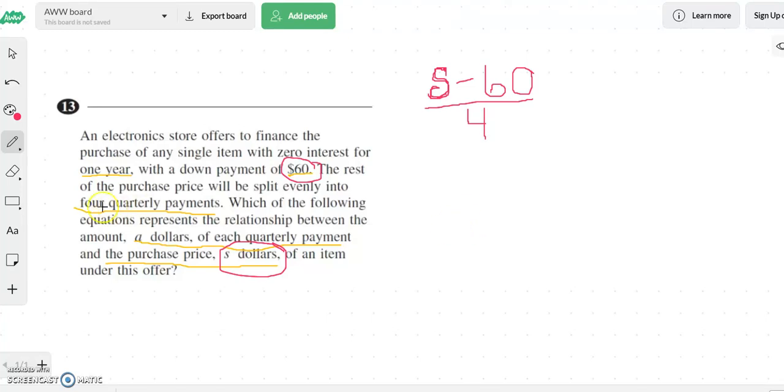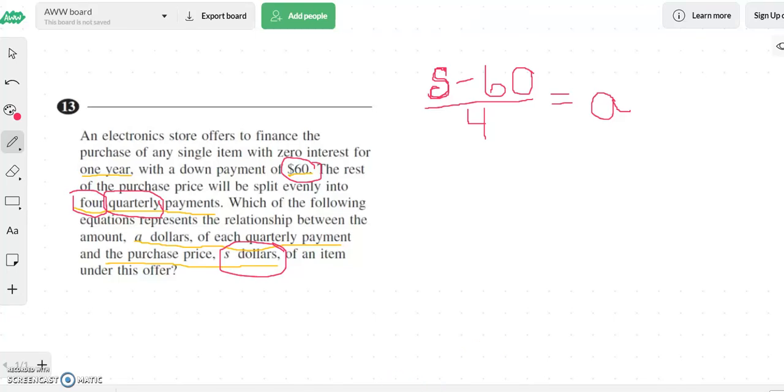Okay, so 4 quarterly payments over 1 year's time. They don't need to understand necessarily what quarterly means. They do need to understand that they're going to be 4 payments. Okay, so what is the relationship between the amount of each quarterly payment? Each quarterly payment would take the original price, subtract $60 from it, and divide it by 4. So that's going to be the amount of the quarterly payments.